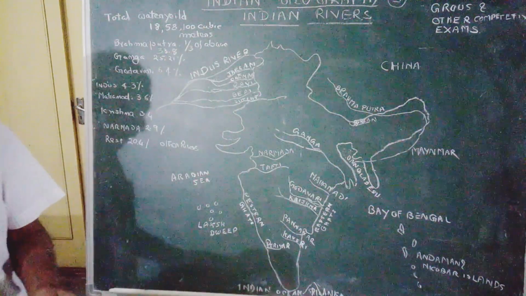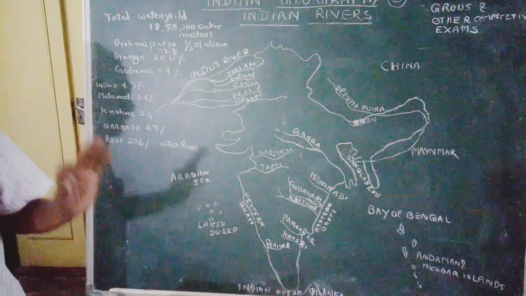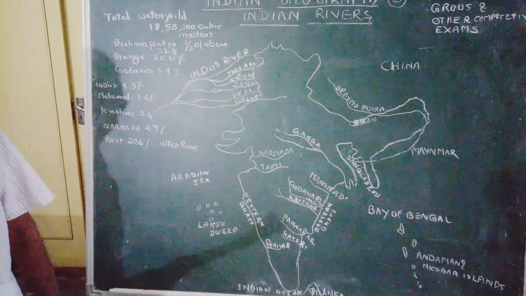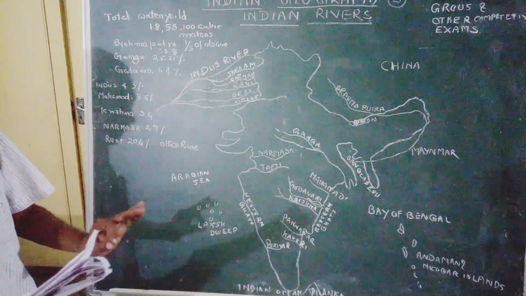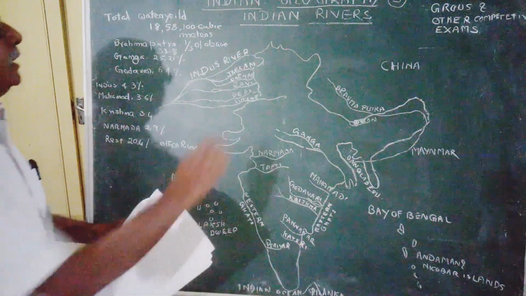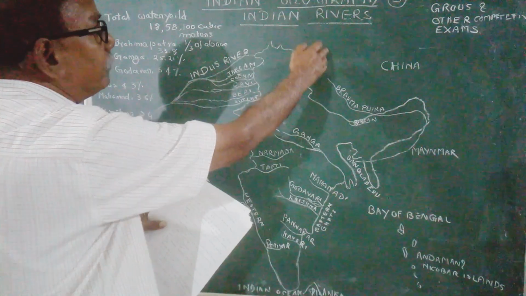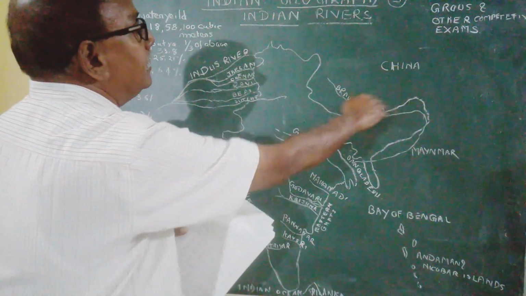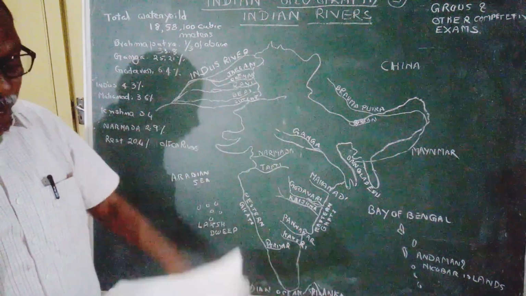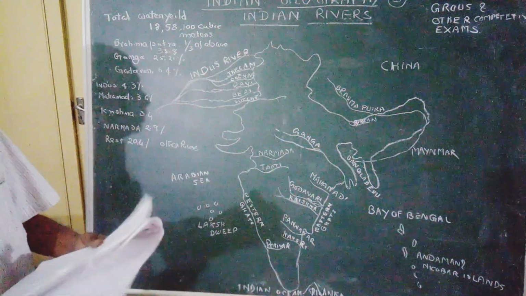The rivers can be divided into two main groups. They are one, the Himalayan rivers, and the second one is the peninsular rivers. All the Himalayan rivers originate from the hills of the Himalayas, and the remaining rivers that originate in the peninsular region are known as the peninsular rivers.